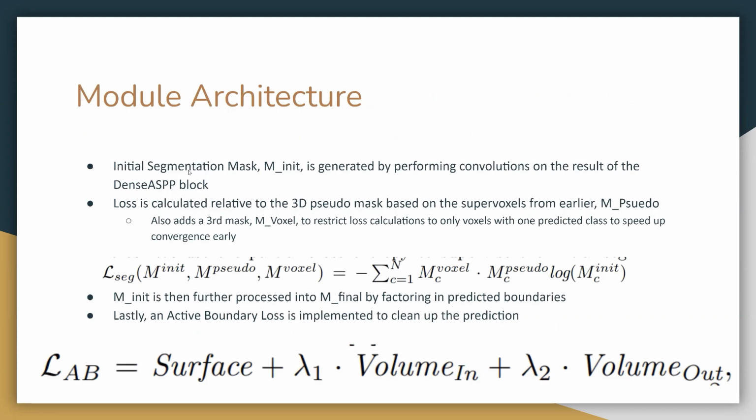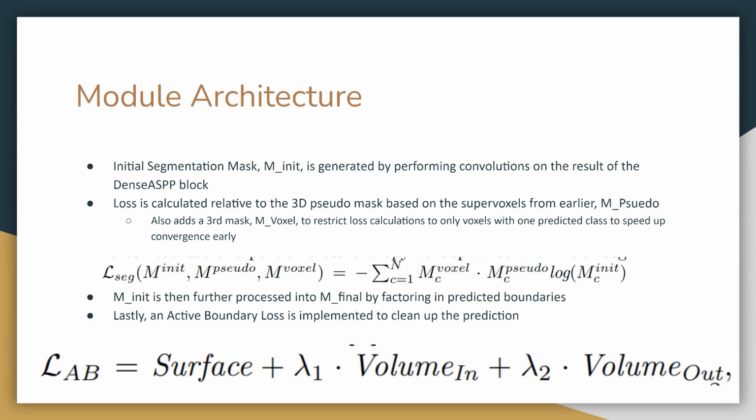Okay, so now that those related works are covered, we can talk about the actual architecture of our model. So there's some initial segmentation mask, M_init, which is generated by performing convolutions on the result of the dense atrous spatial pyramid pooling block that we implemented.